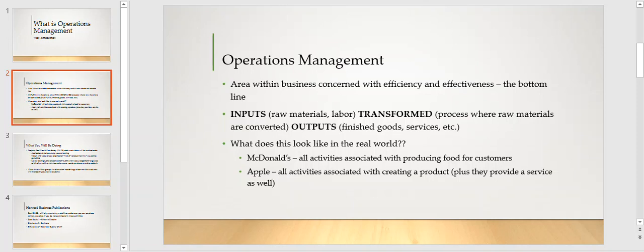Another example would be Apple computers. This is more of a manufacturing one, so think about that. It would be all activities associated with creating a product. Plus, Apple provides a service as well. I know they have Apple stores. But it's everything that occurs all the way through until the end product can be used or sold, or a service can be provided. So hopefully that kind of puts it in perspective for you.